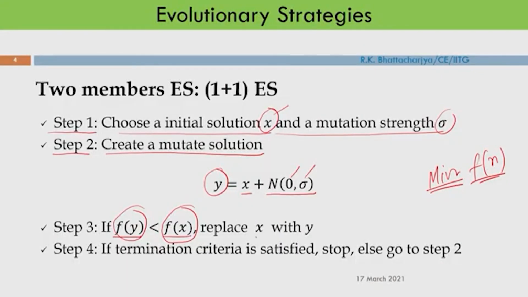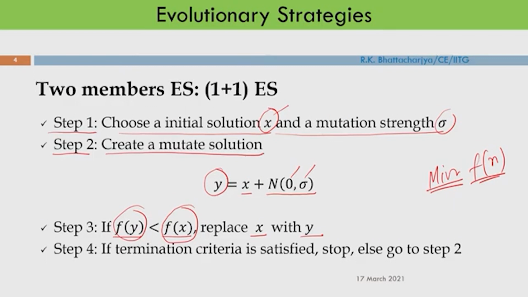You are getting a better solution. So, in that case, you are replacing x with y, and then I will continue this iteration. If the termination criteria is satisfied, stop, otherwise you go to step 2. That means step 2 means you create another new solution. Okay. So, this is a very simple algorithm.